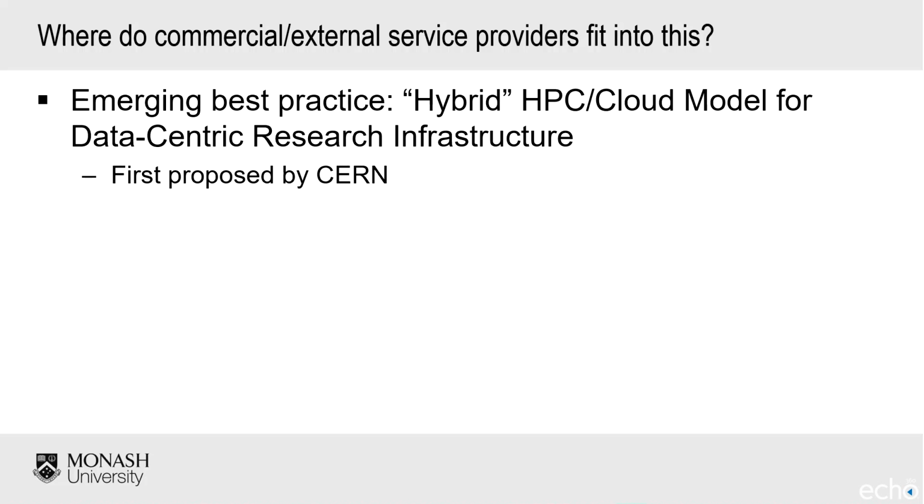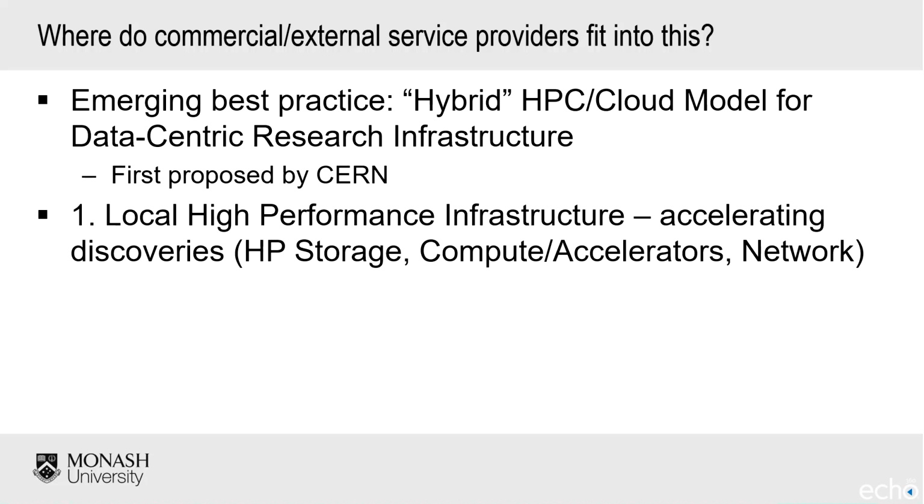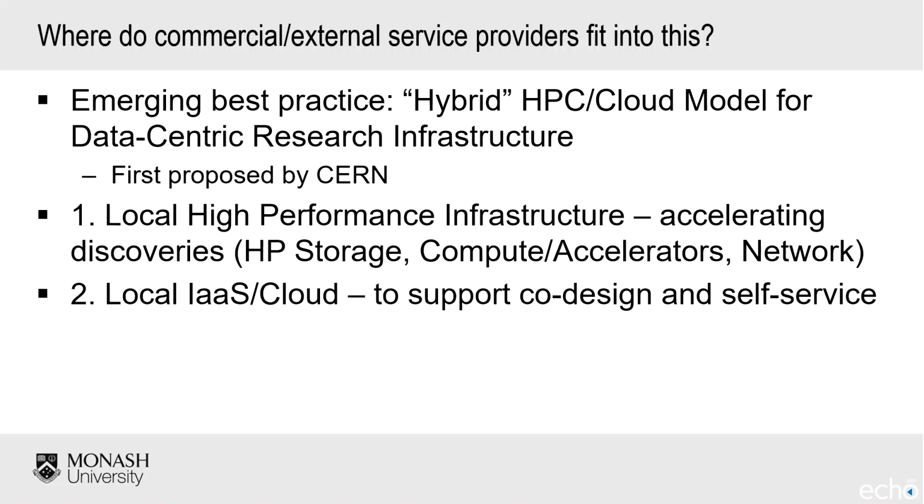But they've pushed, and this has been adopted as best practice in the research infrastructure sector, the hybrid cloud HPC model. It's really got three pillars to it. The first pillar, local high performance infrastructure to accelerate discoveries. And that's high performance at the extreme and right across the board, not just compute, but storage and even networking. Second pillar, local infrastructure as a service. We need to actually get researchers the environment to help them to continue to co-design. And they do that through self-service provisioning.